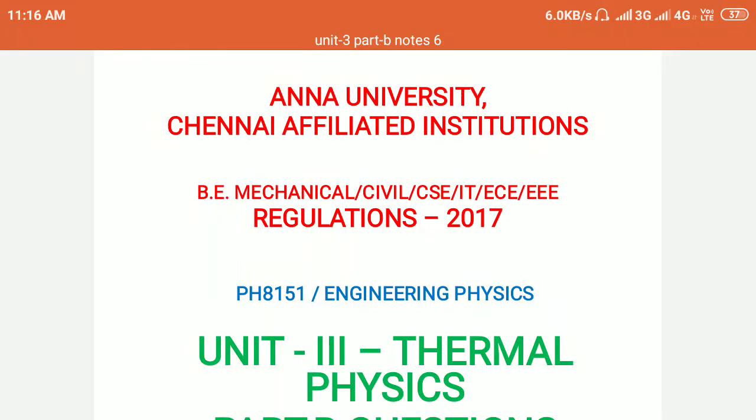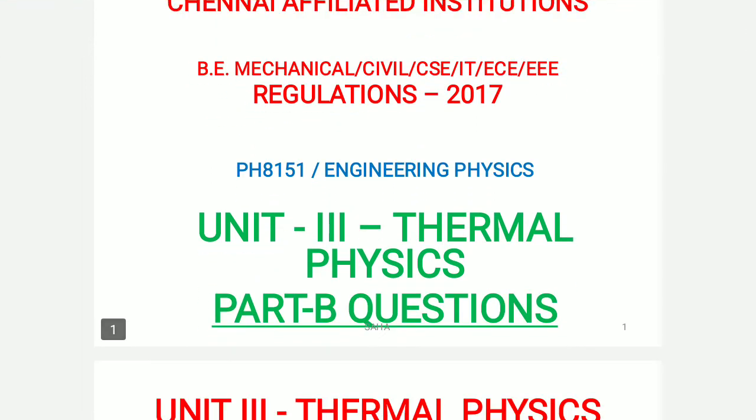Today we are going to discuss Engineering Physics PH8151, Unit 3 Thermal Physics, Part B questions. It comes under Regulation 2017. It is common for all the branches of engineering in Anna University. So, Unit 3: Thermal Physics.